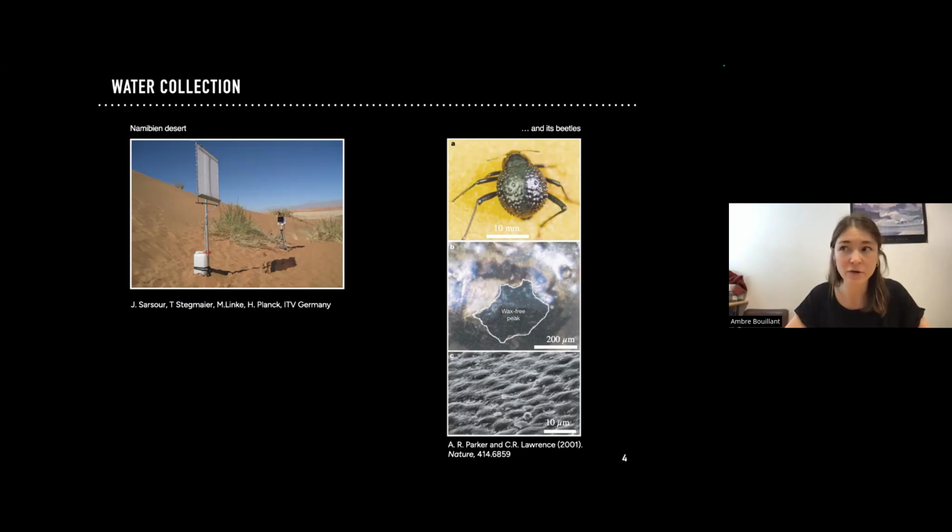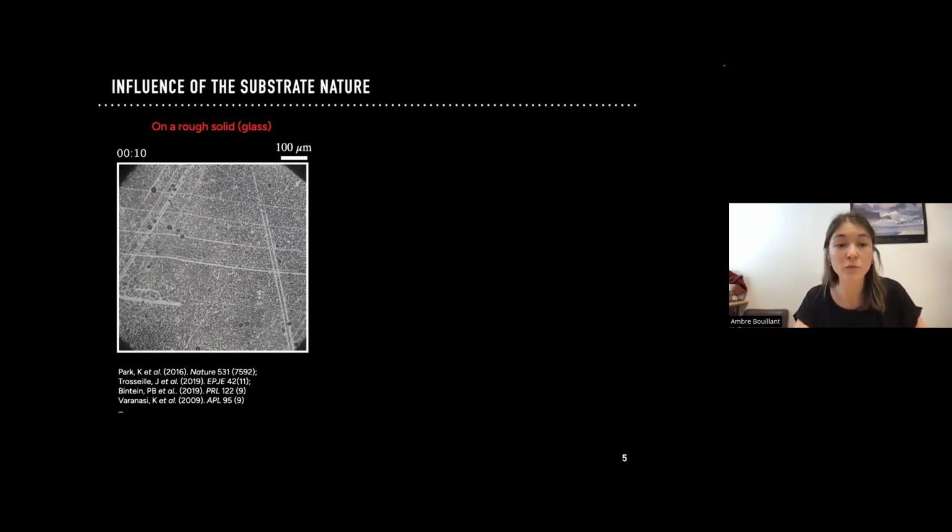So condensation, from what we see in those examples, is known to be highly sensitive to the substrate nature, and especially to the chemical nature and the presence of heterogeneous defects. For example, on rough and solid substrates, we know how it works. Nucleation is promoted by surface defects. The surface defects, whether by their shape or by their chemical nature, can reduce the energy barrier to nucleate a new drop.